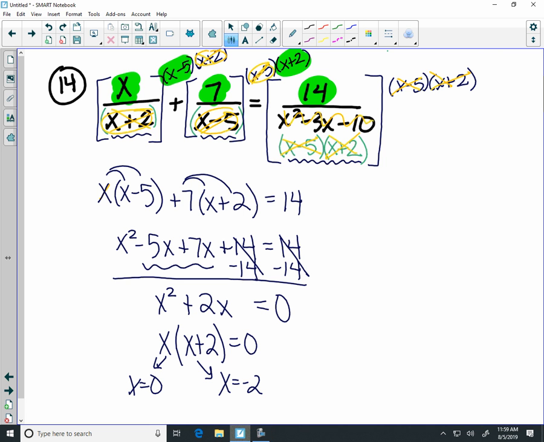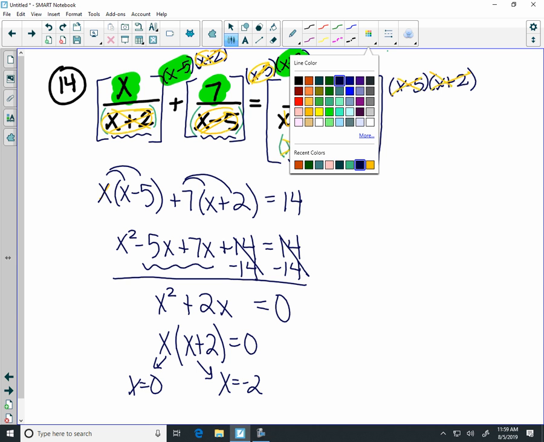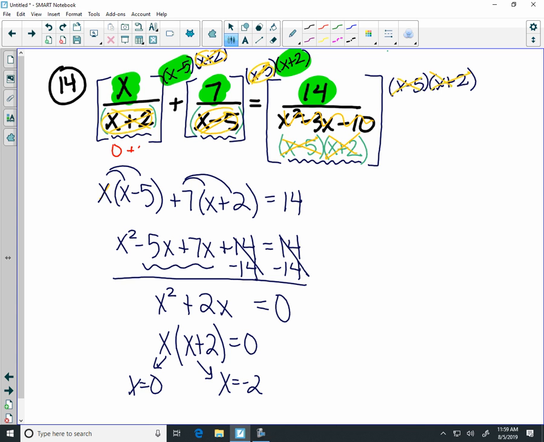The last thing we need to check is whether these solutions work. So if I put either of these into the original denominators, am I going to get 0? Well, if we go back and look at 0, I would have 0 plus 2, that one's okay. 0 minus 5, that one's okay. And if those are okay, then multiplying them together would work. If I put negative 2 in, negative 2 plus 2 is going to be 0. So that is an extraneous solution. And that happens because we're solving a quadratic. Sometimes that'll happen and sometimes it won't.